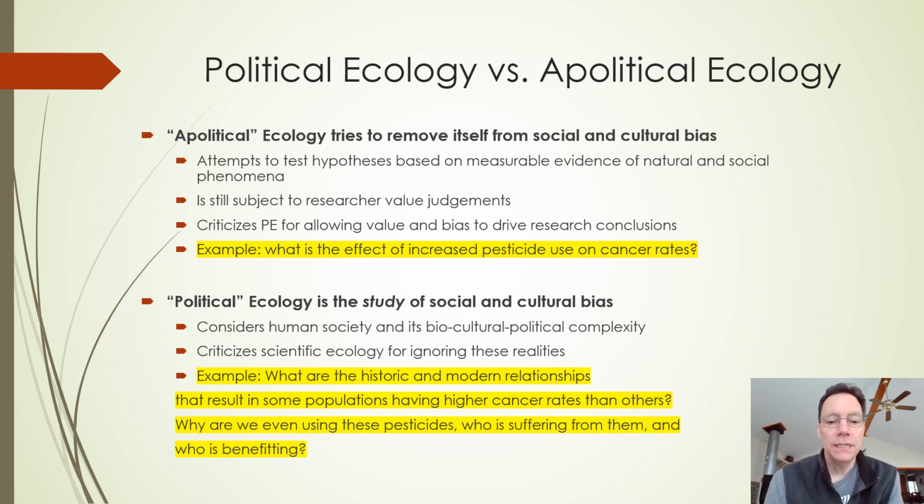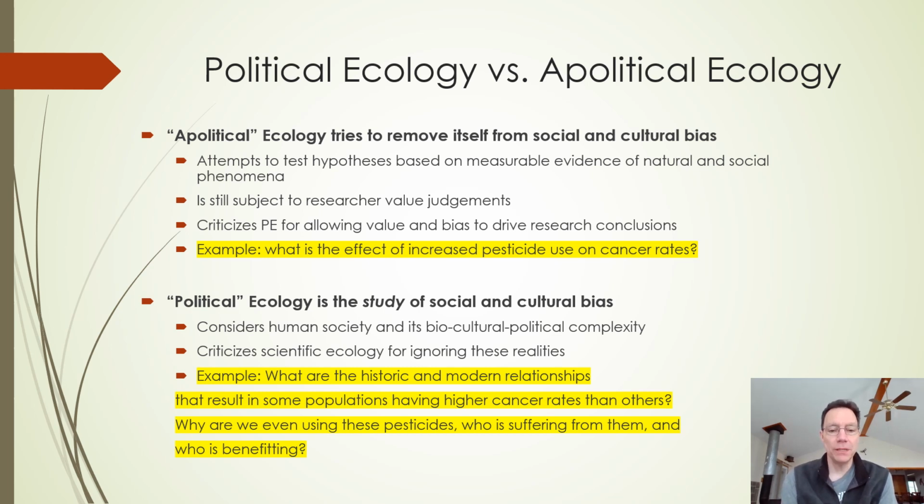Political ecology is the study of social and cultural bias. So in other words, it's not trying to eliminate that bias, it's trying to study that bias. So it considers human society and its biocultural political complexity. Political ecologists often criticize scientific ecology for ignoring things like cultural biases.